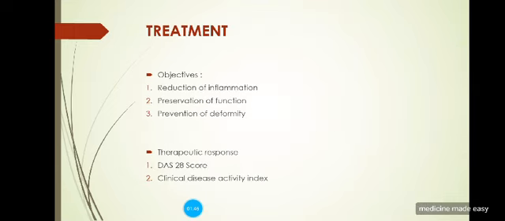Then comes the treatment. Treatment for rheumatoid arthritis has certain objectives, because it's a lifelong disease, so we have to continue the treatment lifelong. The objectives are: we should go for the reduction of inflammation, we should preserve the function, and we should prevent the deformity. For therapeutic response of the treatment, we follow the DAS28 score, and there is the clinical disease activity index.